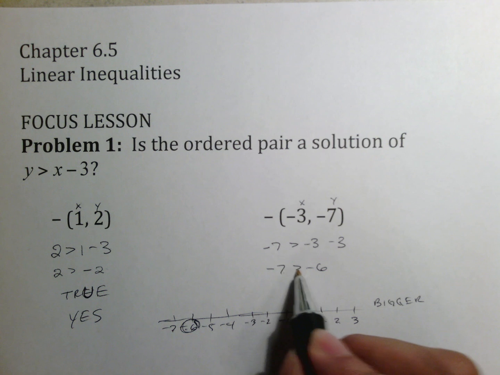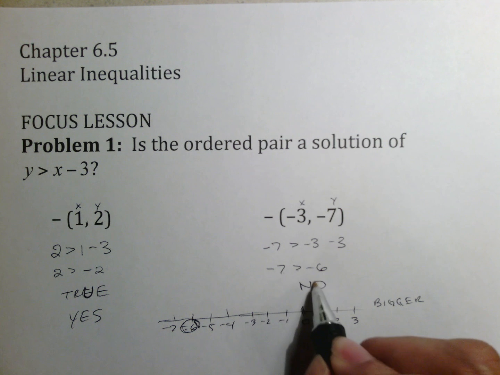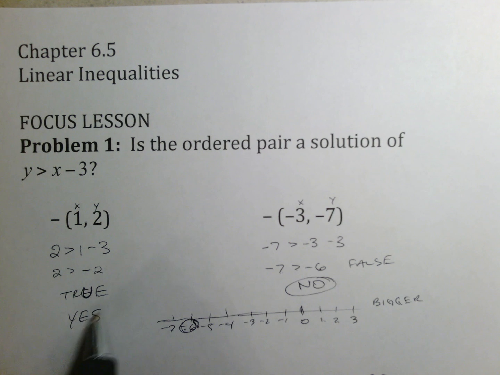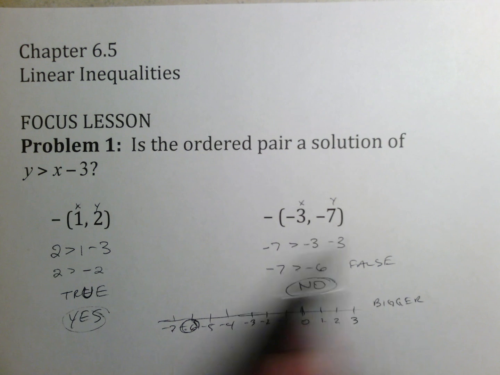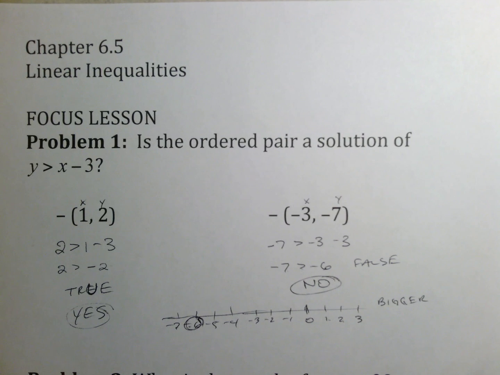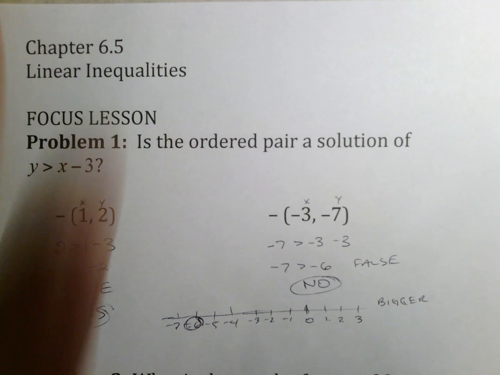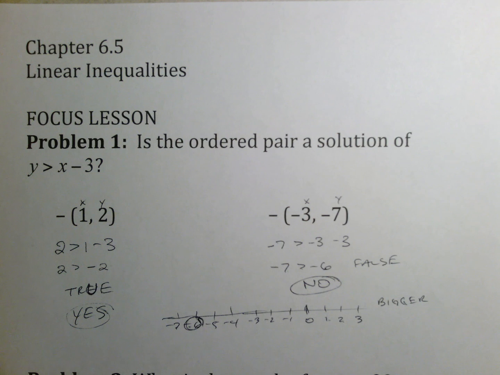This is false because it should be going towards the 6, so the answer to that, because it is false, is no. Again, the first one is a solution because it is true. The second one is not a solution because when I plug it in, it ends up being false. Again, if you have questions on that, feel free to raise your hand and ask me, and I'll try to get you straightened out on that.